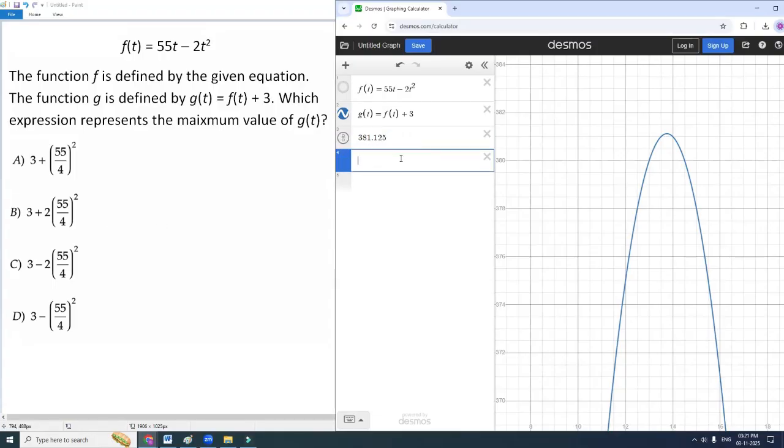Now let me calculate the value of the expression in answer choice A. That is 3 plus (55 divided by 4), and it has to be squared. When I evaluate the expression in answer choice A, I am getting 192.0625. I don't get this value, 381.125. Now let's evaluate the expression in answer choice B. For that, we have to multiply (55 over 4) the whole squared by 2. When I do so, I am getting 381.125. That is exactly what we have over here. So the expression in answer choice B gives the maximum value of g of t. The correct answer choice for this question is B.